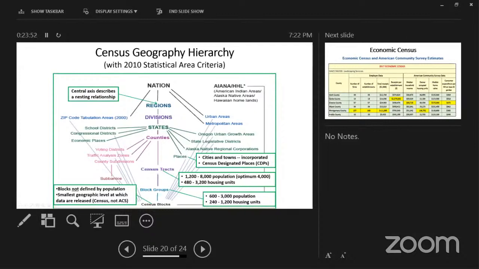So if I wanted ACS data, any of the data I showed you, for all census tracts in Montgomery County, I could easily do that. Or I could do all zip codes in the United States and get whatever kind of data I want.